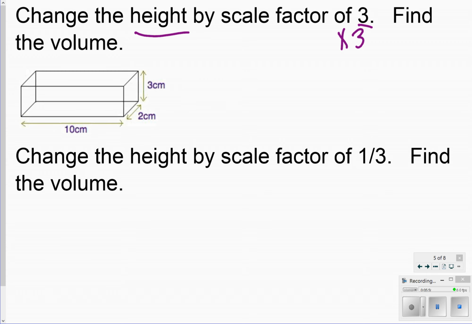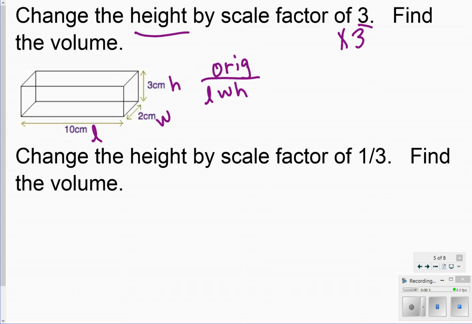volume. So here we have our length again, our width, and our height. Well, let's look at our original value, and length times width times height.